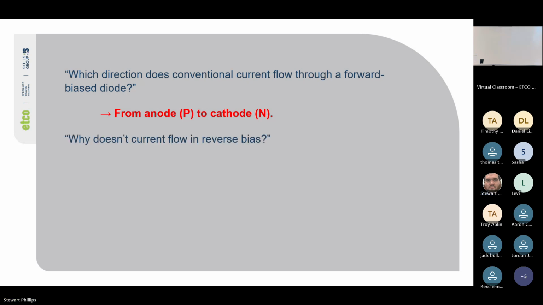Cool. So why doesn't current flow in reverse bias? This one is not asking you about the diode, it's just asking you about reverse bias.